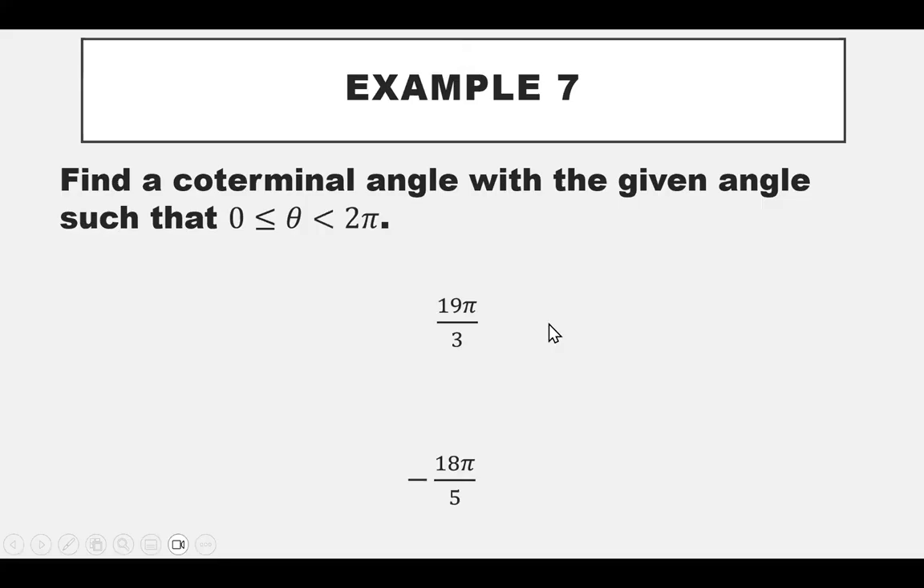Go ahead and try this technique on your own with radians. Here's a couple of angles measured in radians. We want to find a coterminal angle to the given angle, or angles, such that the coterminal angle has measurement between 0 and 2 pi radians. In a couple of seconds, I'll show you how that's done.